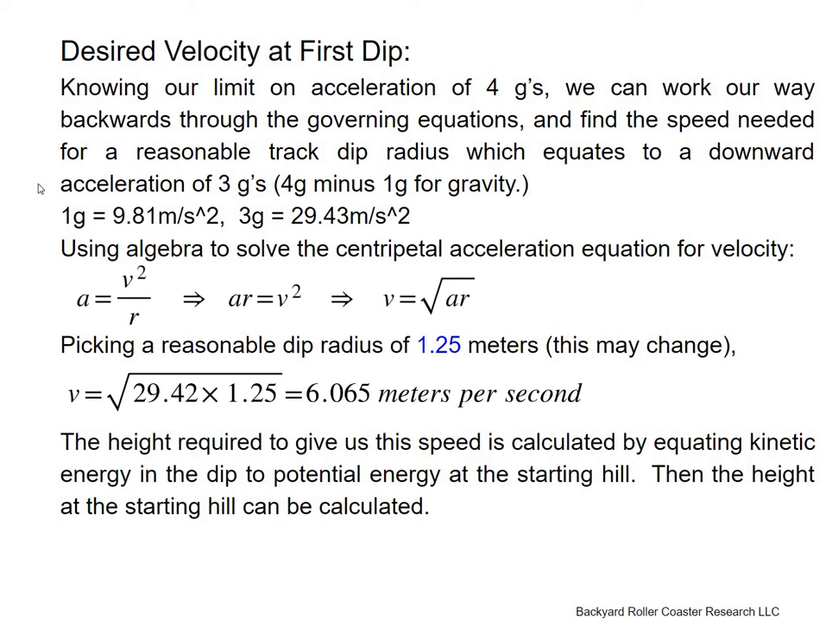So back to our roller coaster, in the first dip, we don't want to go too fast, or else we'll have too many G's. And so if we say the most we ever want to do at the bottom of this first dip is 4 G's. 4 G's means 4 times the gravitational constant, which means 4 times 9.81 meters per second squared. And roughly that's 39 meters per second squared, which is about as high as any roller coaster will go for a short time.